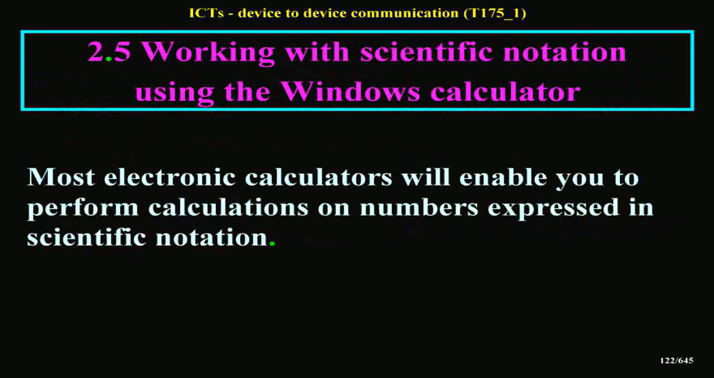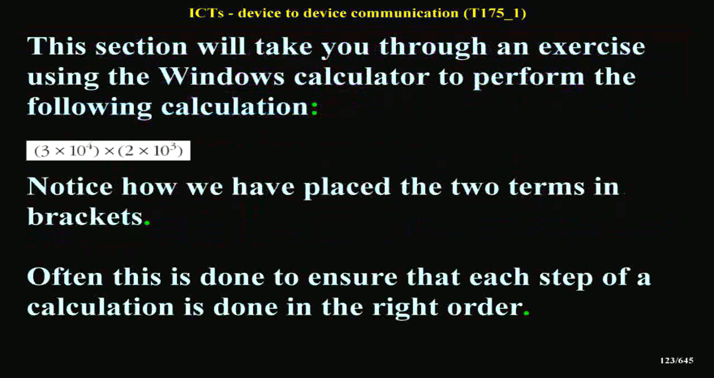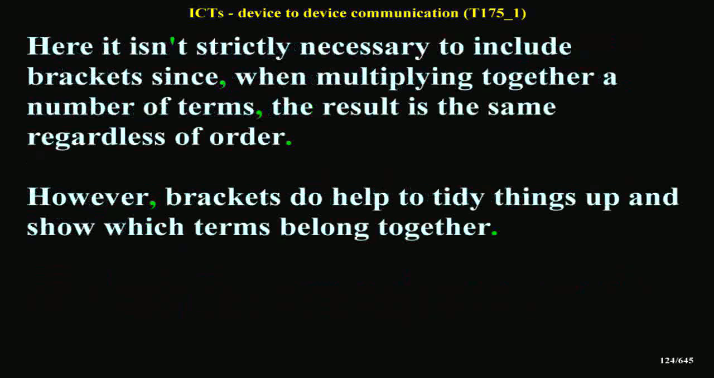2.5. Working with scientific notation using the Windows calculator. Most electronic calculators will enable you to perform calculations on numbers expressed in scientific notation. This section will take you through an exercise using the Windows calculator to perform the following calculation. Notice how we have placed the two terms in brackets. Often this is done to ensure that each step of a calculation is done in the right order. Here it isn't strictly necessary to include brackets since, when multiplying together a number of terms, the result is the same regardless of order. However, brackets do help to tidy things up and show which terms belong together.